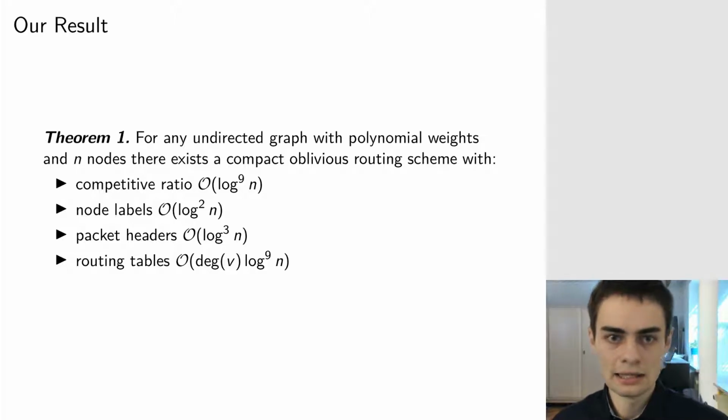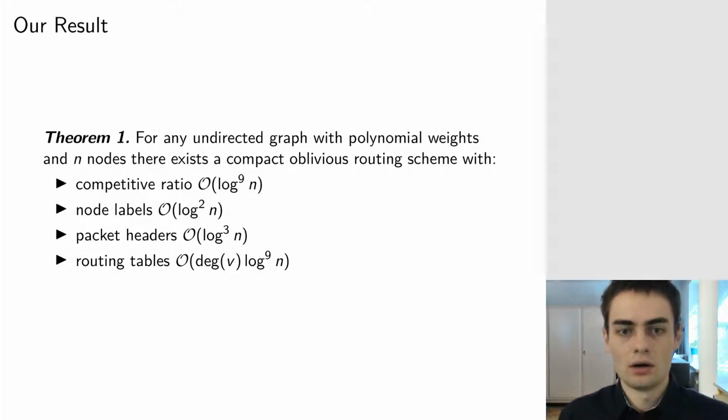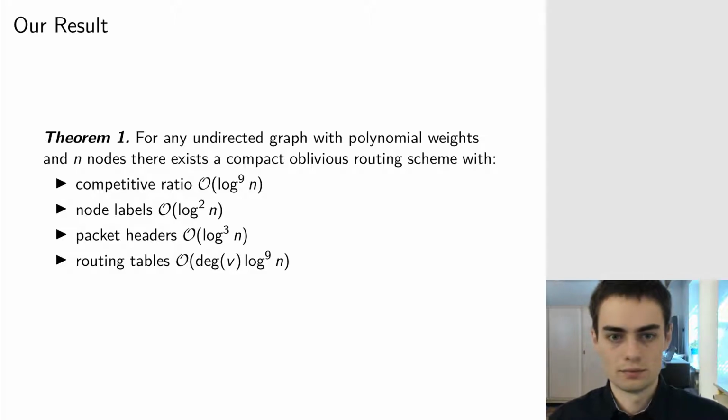You take any undirected graph with polynomial weights, and then you can construct an oblivious routing scheme where basically everything is polylogarithmic. For the size of the routing tables, we also have the dependence on the degree of the node. This is, again, the number of incident edges, so this is the unweighted degree. It does not count the weight of the adjacent edges, just the number of them. We are also, again, only considering polynomial weights. You could also imagine graphs with exponential weights, but we're not doing that.